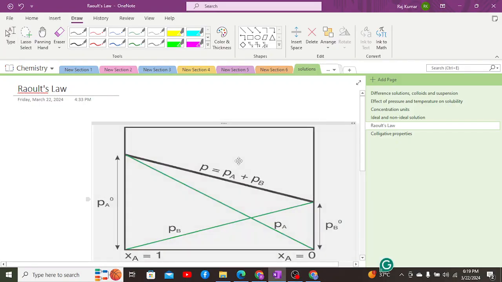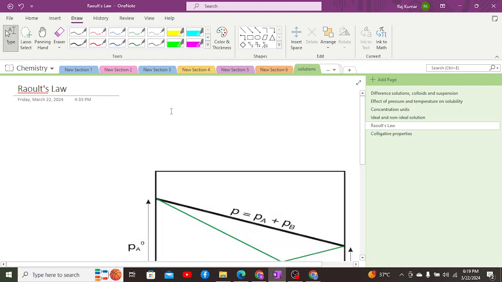Raoult was a French chemist, F.M. Raoult, who proposed his law in 1887, which provides a correlation between the vapor pressure of a solution and the mole fraction of solute and solvent. As previously told, Raoult's law gives us the best criterion to classify ideal and non-ideal solutions.